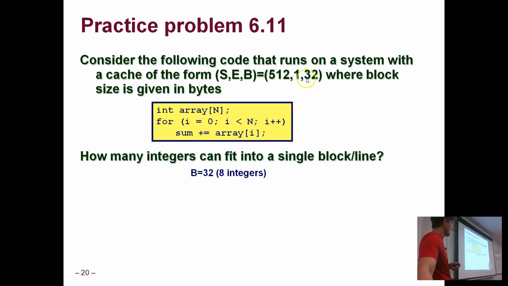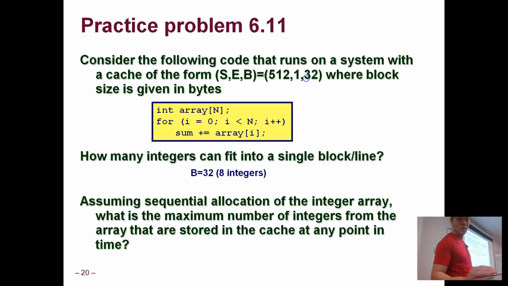So does that mean it actually behooves you to create arrays that are in mod of your cache? You can create them on any dimension, but when you work with them, you want to work with them mod your cache size. Your working set, as they call it, we'll get to this later, should hopefully fit into the cache, is the idea. Okay. Assuming sequential allocation of this integer array, what is the maximum number of integers from the array that can be stored in this cache at any point in time?